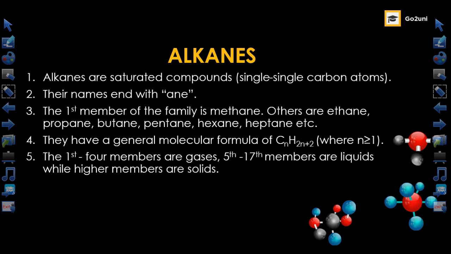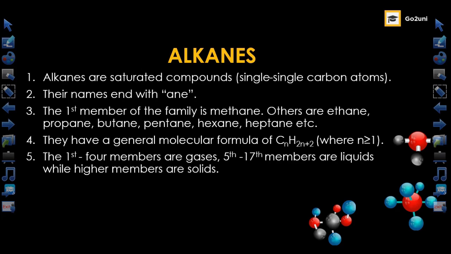The alkanes have a general molecular formula of CnH2n+2, where n is greater or equal to 1. So we shall be taking a look at how to get their formulae from this general molecular formula. The first four members of the alkane family, that is methane, ethane, propane, and butane, are gaseous at room temperature. But the 5th to the 17th members are liquids, and higher members are solids. These are the features of the alkane family.